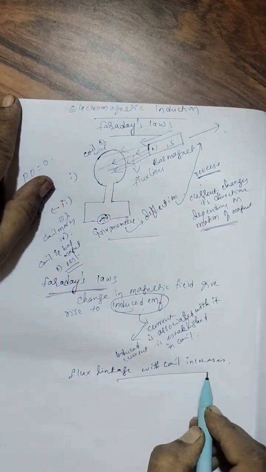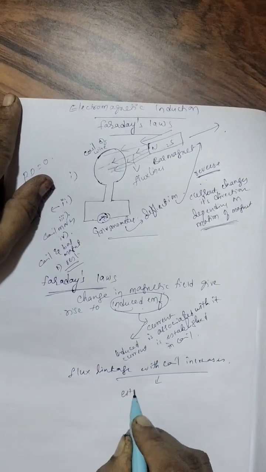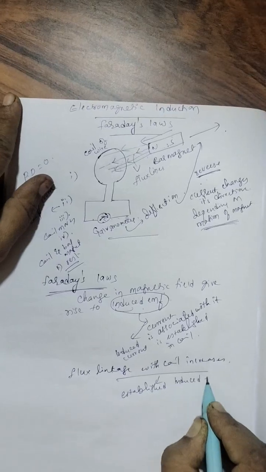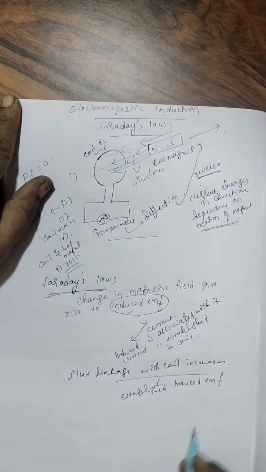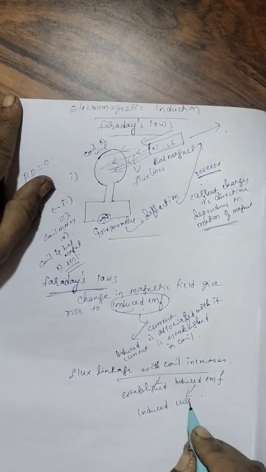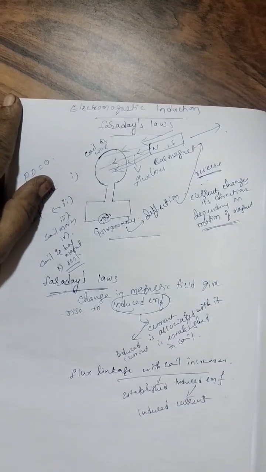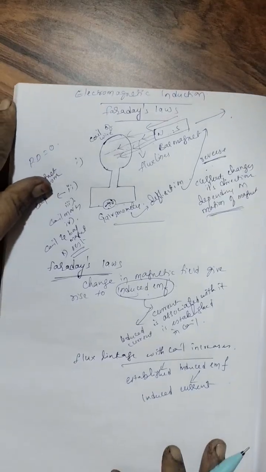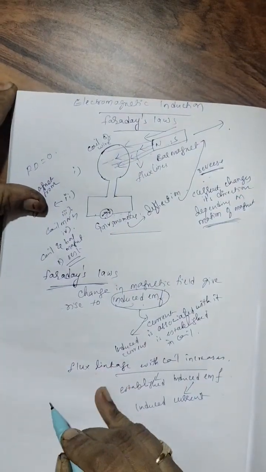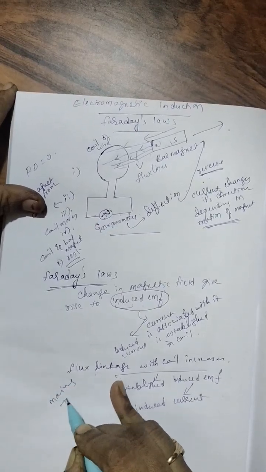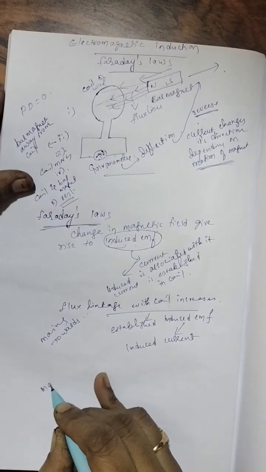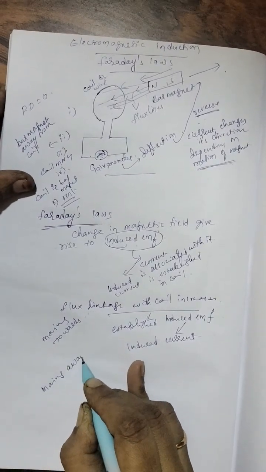And this flux linkage with the coil establishes an induced EMF in the coil. So, induced EMF means nothing but an induced current is associated with it. So, now we can say that similarly, this is the case when the bar magnet is moving towards the coil. Similarly, when the bar magnet is moving away from the coil.